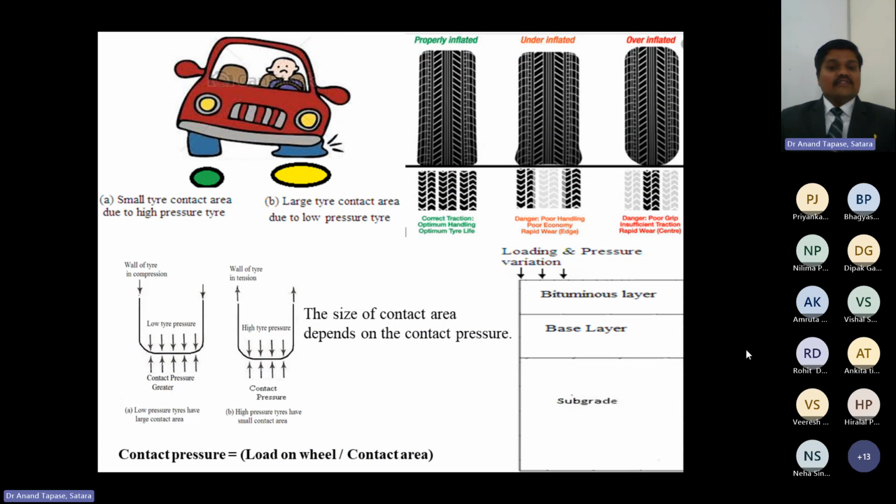Contact pressure, the size of the contact area, depends on the contact pressure. Properly inflated, underinflated, and overinflated tires lead to a large tire contact area or a small tire contact area, and this affects the deterioration. It is one of the reasons for deterioration of the roads.